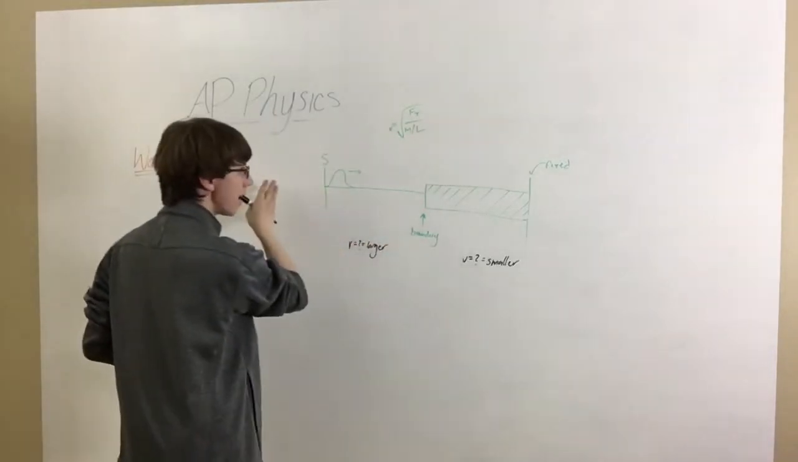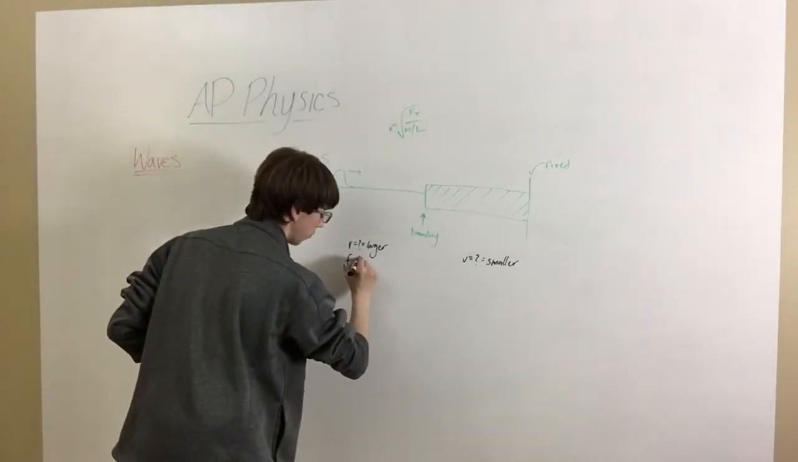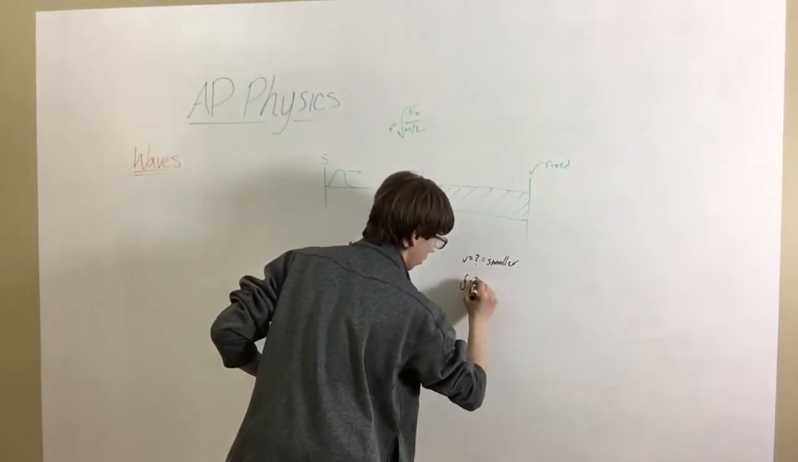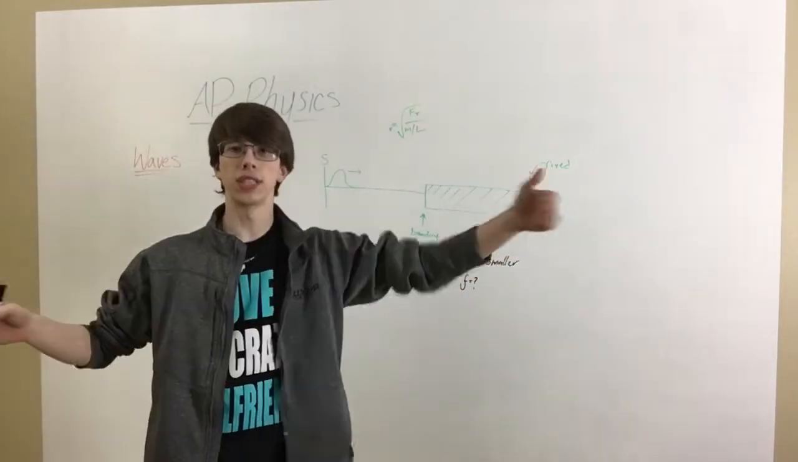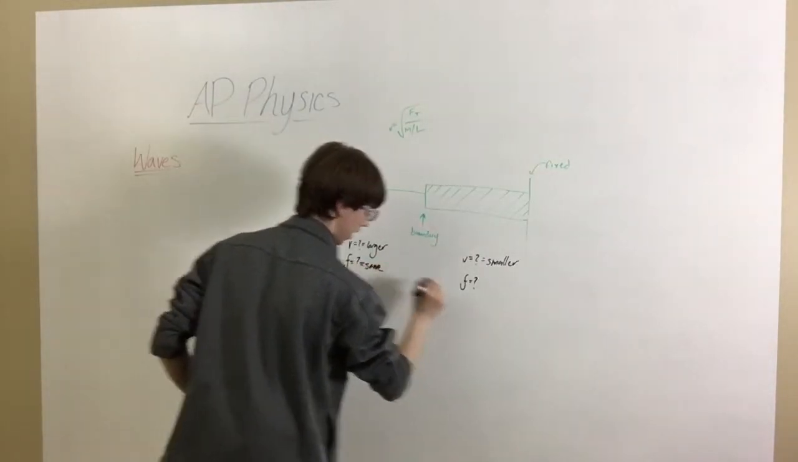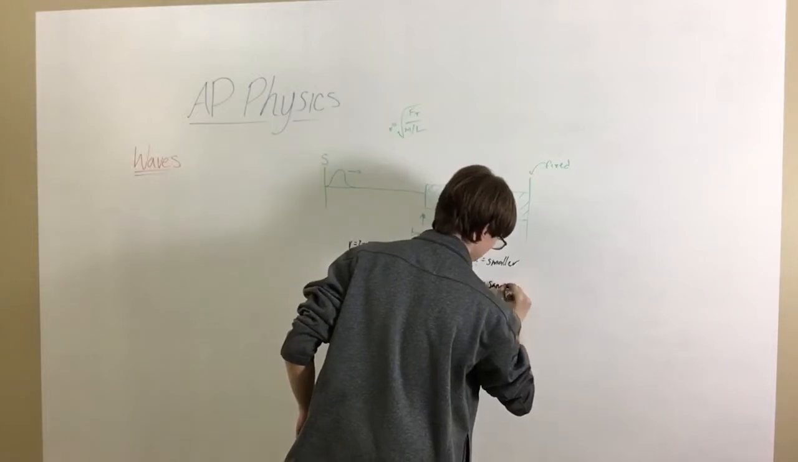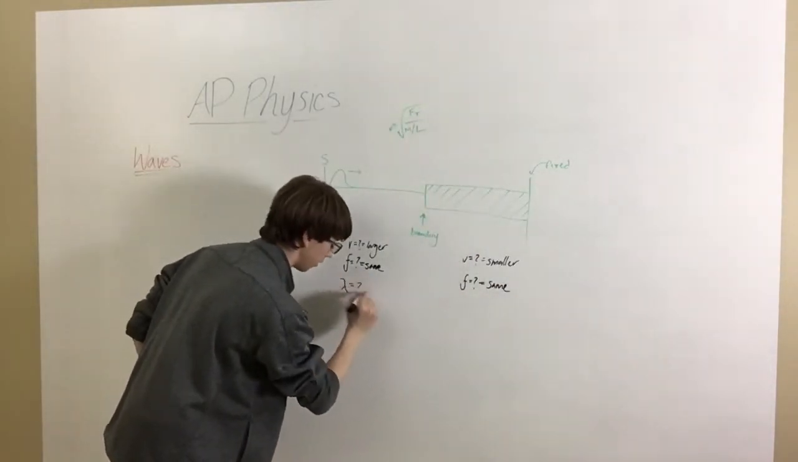Now, this wave has a certain frequency from the source. So, how do the frequencies compare here? Well, the frequency stays the same as long as the source stays the same. So, these are the same frequency. Now, what about the wavelength?